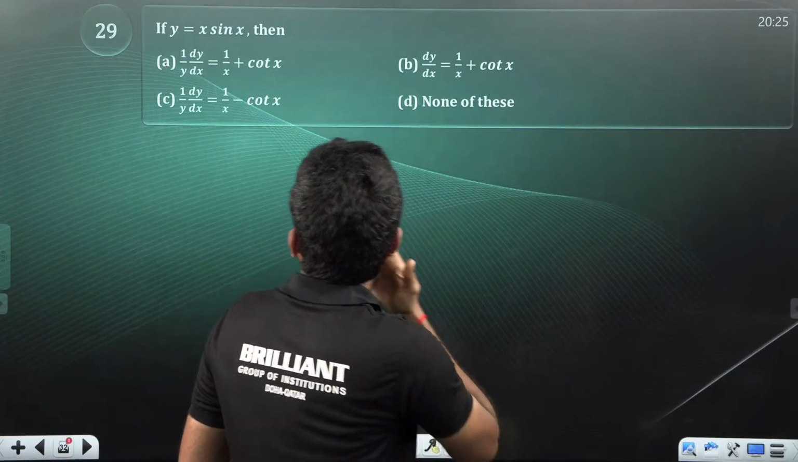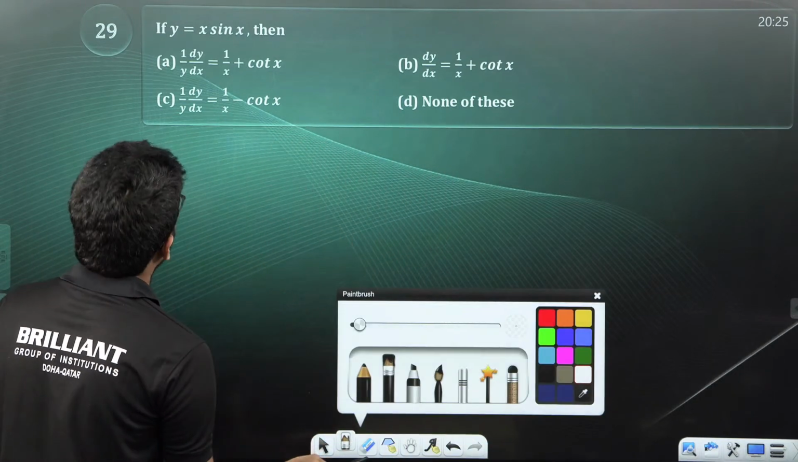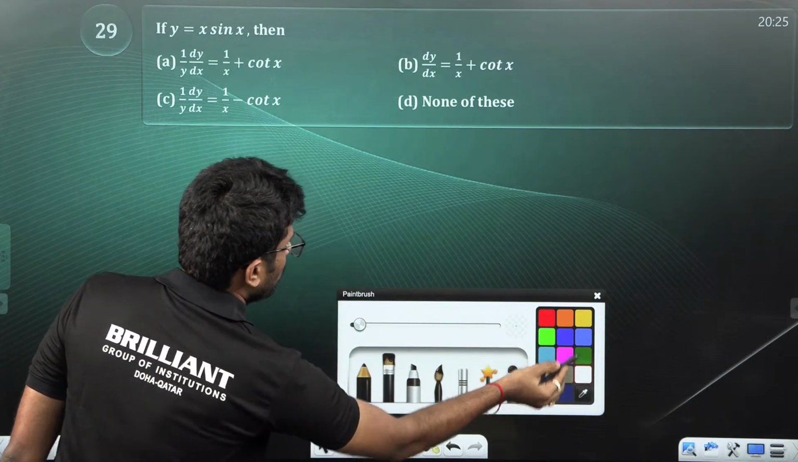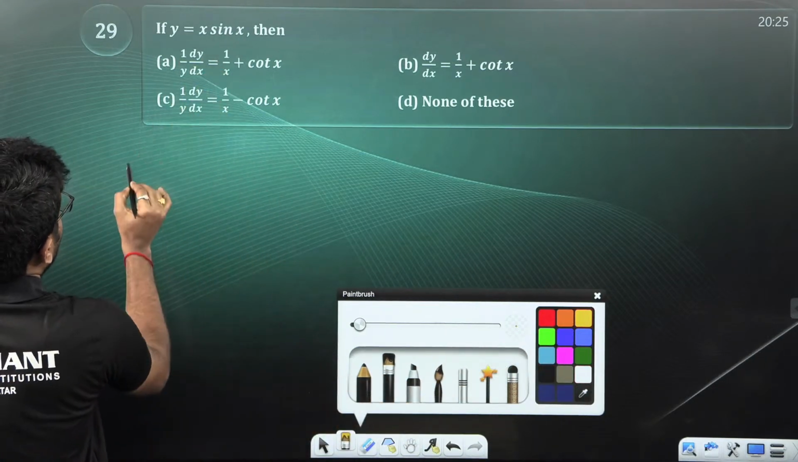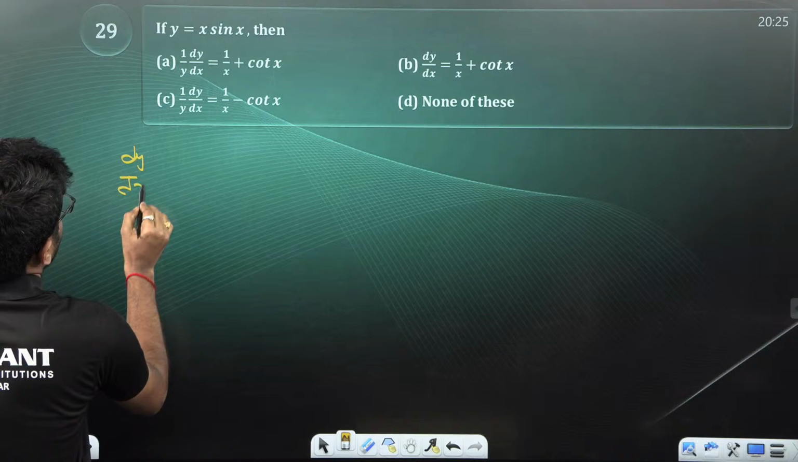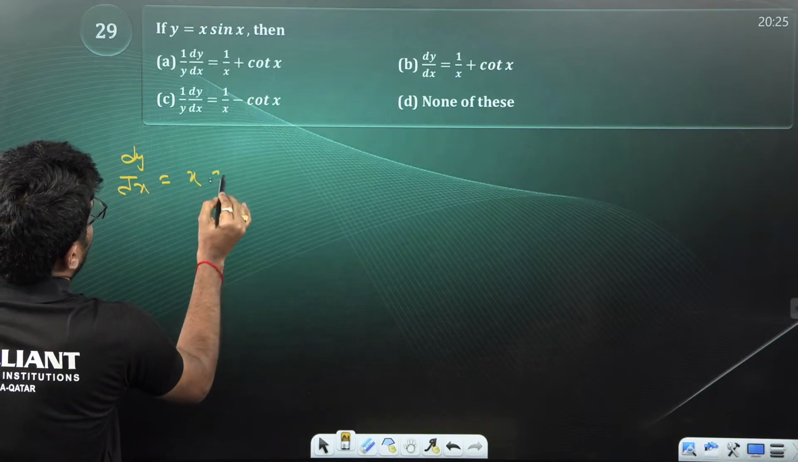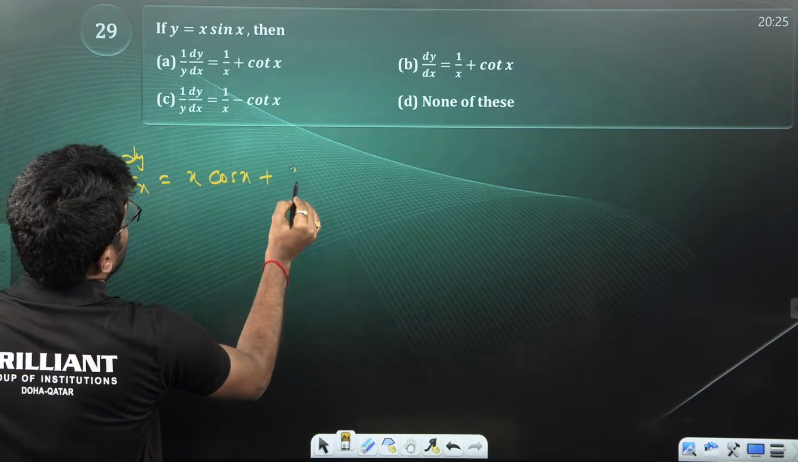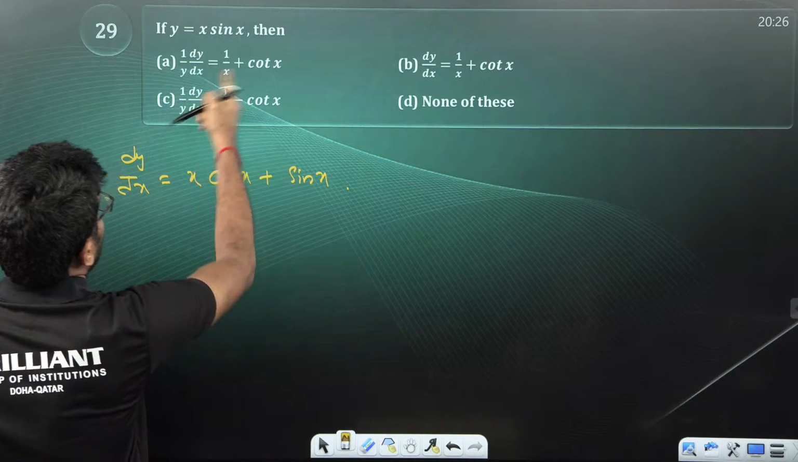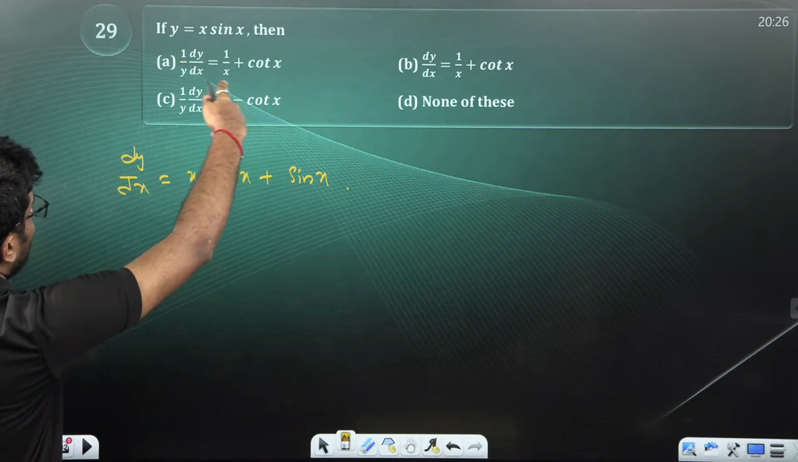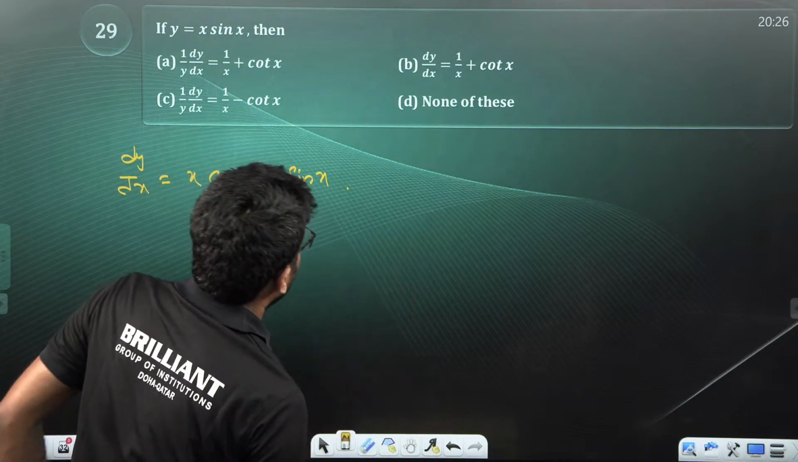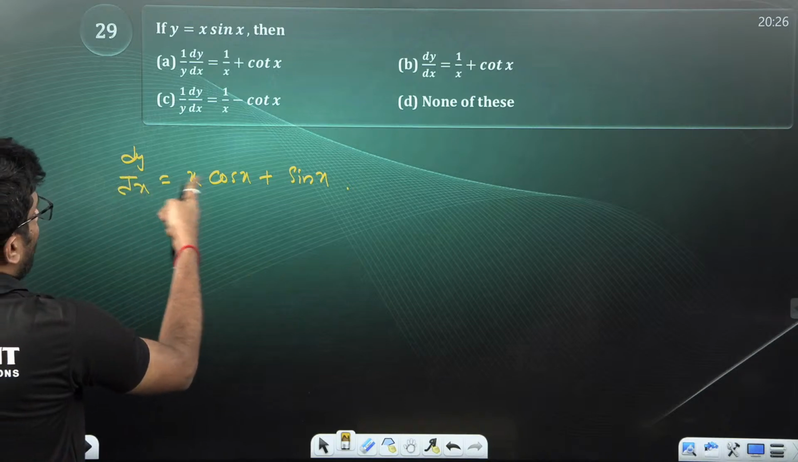Guys, so simple. Nothing in it. We'll do it. So dy by dx will be, differentiating x into sin x, cos x plus sin x. But they are not asking this. They are asking something else also: 1 by y something.